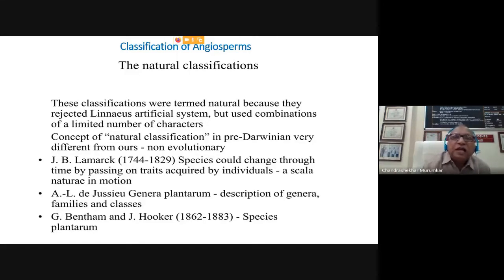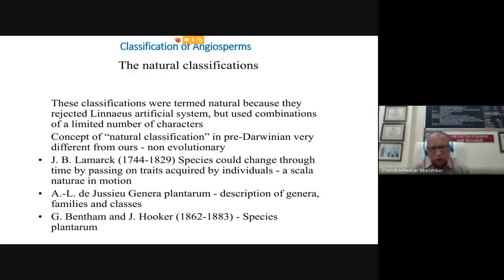These classifications were termed natural because they rejected the Linnaean artificial classification system, which was using only one character or a limited number of characters. And as I told you already, the concept of natural classification is a pre-Darwinian concept. It is totally different from what today we call the evolutionary theory. It was the theory proposing the natural assemblage of the plants together. Lamarck also said that the species could change through time by passing on the traits acquired by the individual. So it was a sort of reaction between the environment and the species. He suggested that species never have fixed characters, but these characters go on changing, and this changing is important because it is the basis of evolution. So that is called Lamarckism.